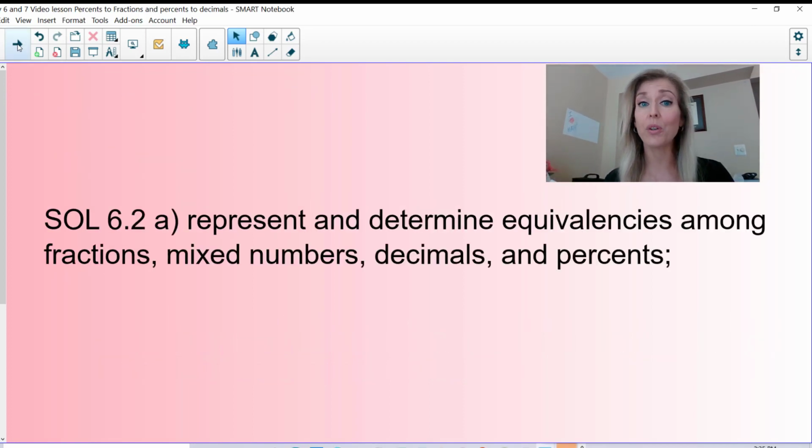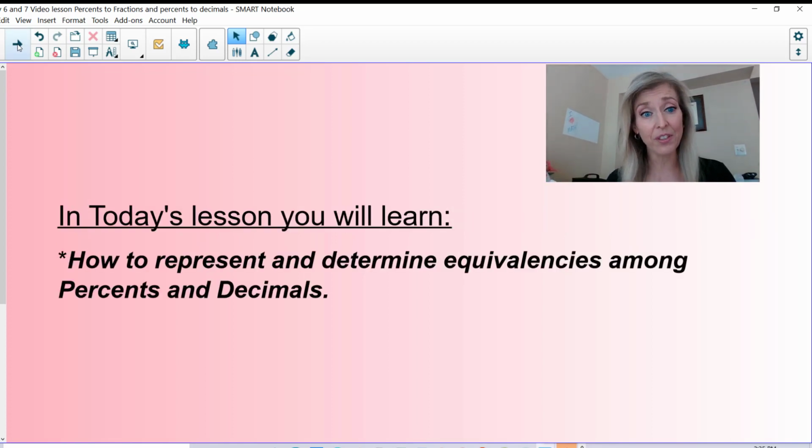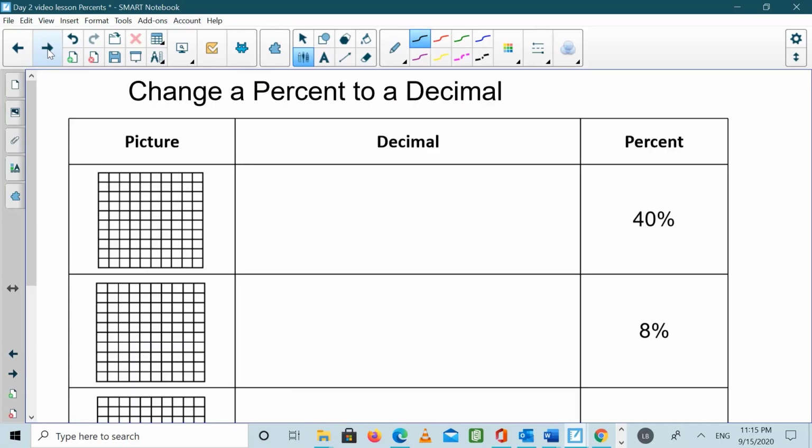So today we're going to continue with Standard 6.2a, representing and determining equivalencies among fractions, mixed numbers, decimals, and percents. Specifically, today you are going to learn how to represent and determine equivalencies among percents and decimals. So let's get started. Now I want to change a percent to a decimal.